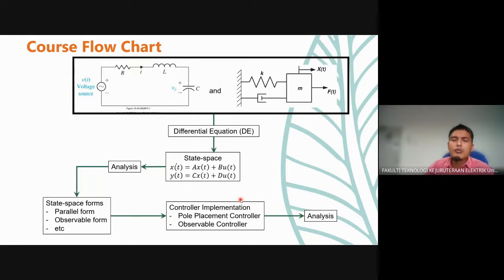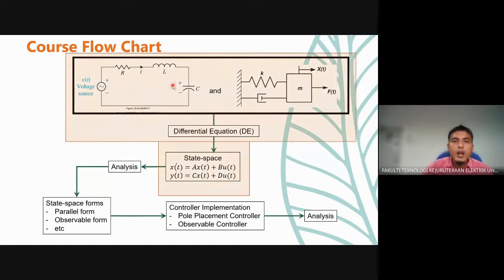In this course, you will learn two types of controller: pole placement controller and observer controller. After that, you need to do some analysis based on the controller implementation. This is what I will teach you during the 7 to 8 weeks of lectures. For today, I will focus on how to convert electrical systems to differential equations, and after that how to obtain the state space. This is the objective for the class today.